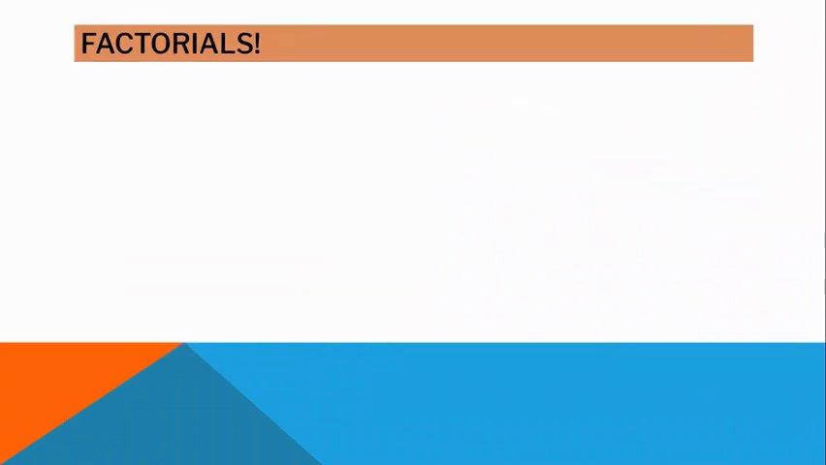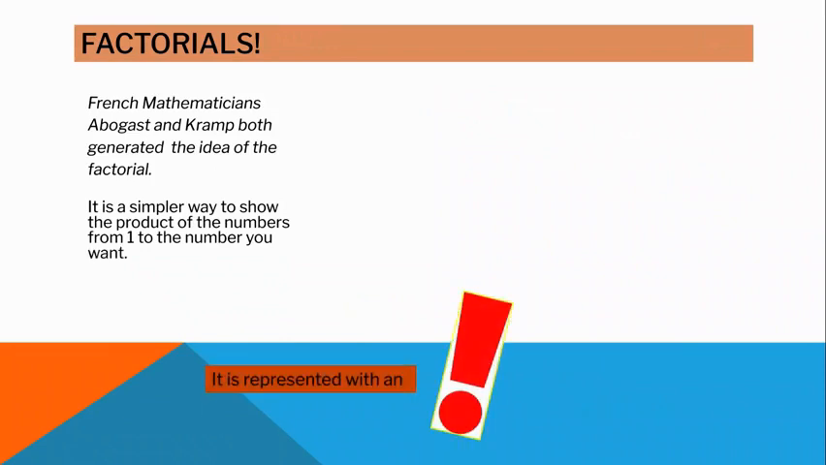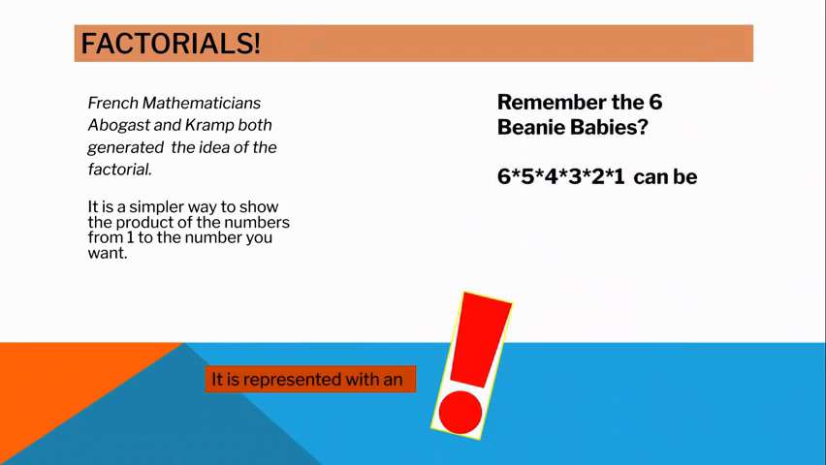There's a faster way. It's called a factorial. French mathematicians Kramp and Vandermonde both generated the idea of the factorial. It's a simpler way to show the product of the numbers from 1 to the number you want. It's represented with an exclamation point. So remember the 6 Beanie Babies? 6 times 5 times 4 times 3 times 2 times 1 can be represented by 6 factorial. So it's not just 6, it's 6 factorial, which is the product of all of those numbers.